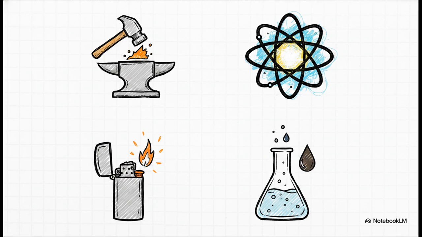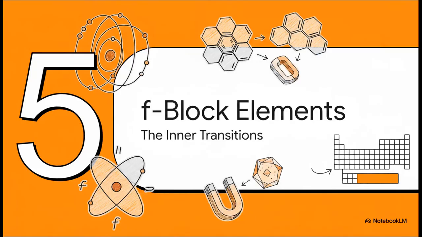Oh, and here's a great trivia point for exams, mischmetal. It's an alloy of 95% lanthanoids and 5% iron, and it's absolutely crucial for making lighter flints. These elements even act as catalysts in petroleum cracking. They do it all. All right, let's head to Section 5, comparing lanthanoids and actinoids.